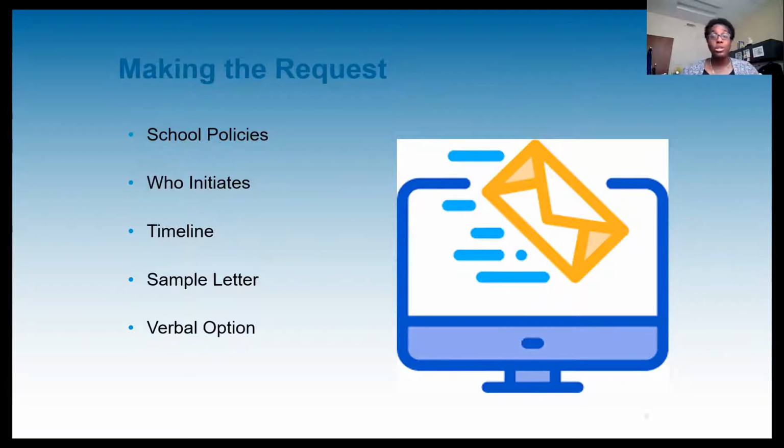So yes, you can totally just have a verbal agreement, let the school know what you need, but it does not mean that they have to follow it in the end if they do not want to, or maybe just don't have the capacity to anymore.